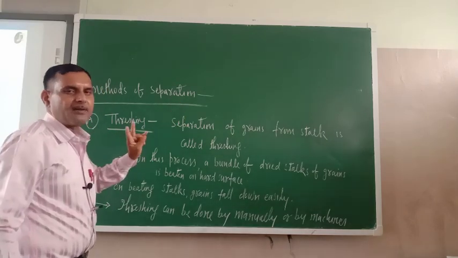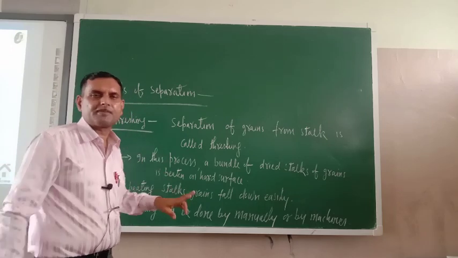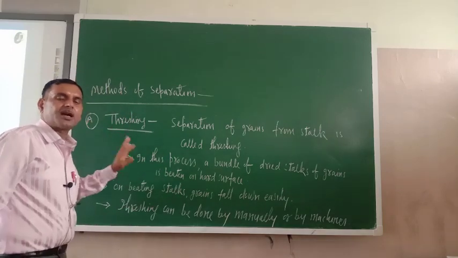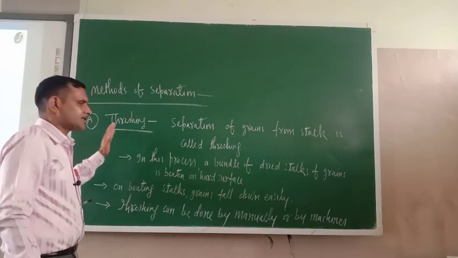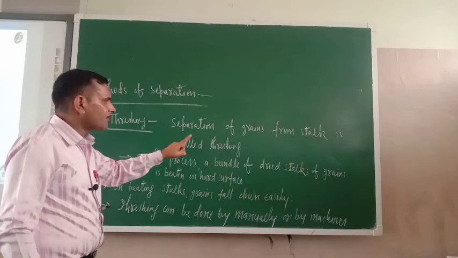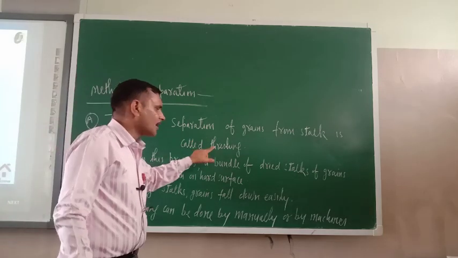So basically today I will discuss two methods of separation. One is threshing, another one is magnetic separation. Okay, so first let us discuss threshing. The separation of grains from stalk is called threshing.